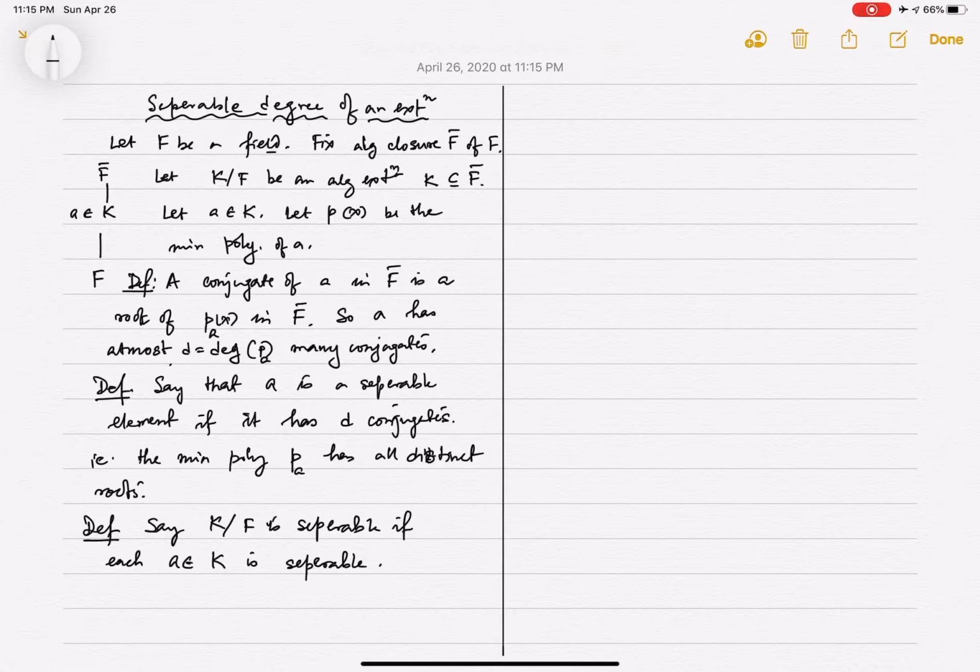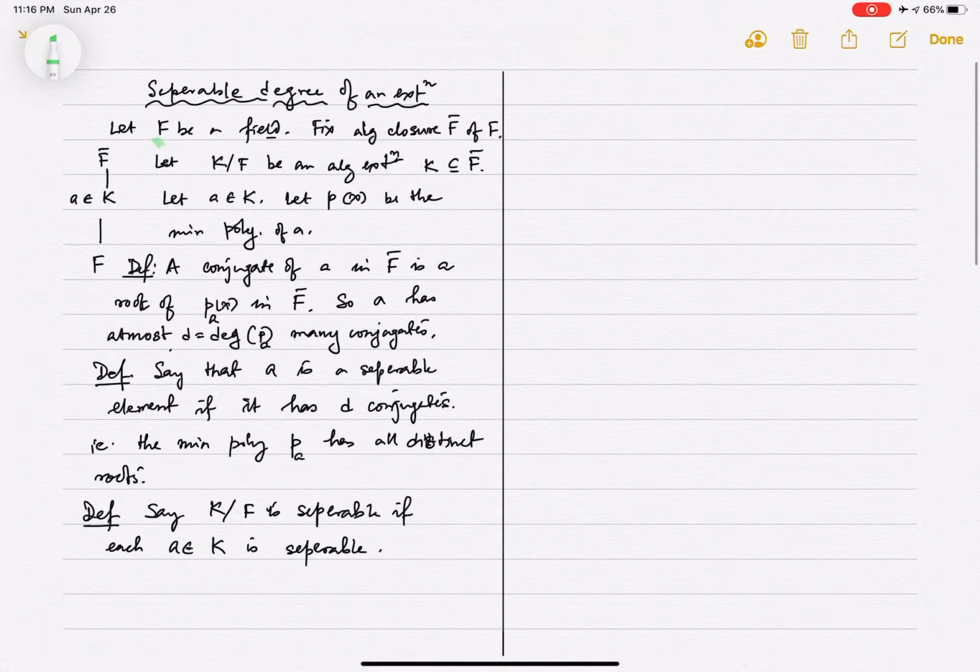So I want to talk about something called separable degree of an extension, because this will be crucial in some counting arguments in proving the fundamental theorem of Galois theory. So I'll remind you the definition of separability.